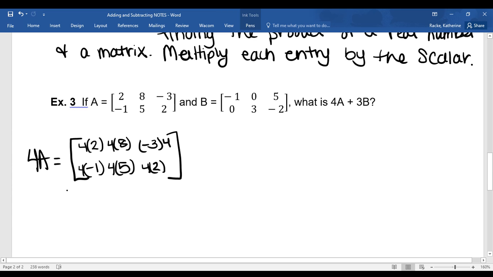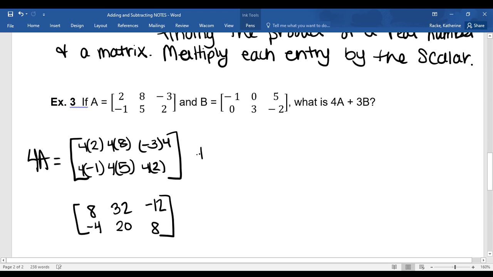All right, so if I did this now, I'm going to get a new matrix of 4 times 2 to give me 8, 4 times 8 to give me 32, negative 3 times 4 to give me negative 12, 4 times negative 1 to give me negative 4, 4 times 5 to give me 20, and 4 times 2 to give me 8. Okay, that would be my answer for 4A.